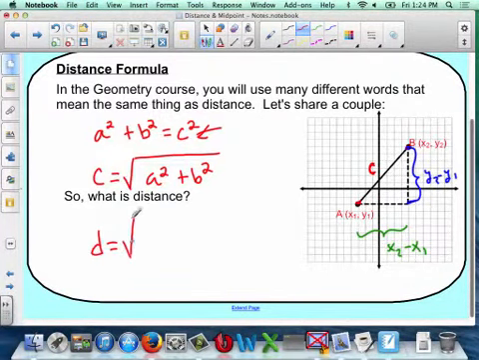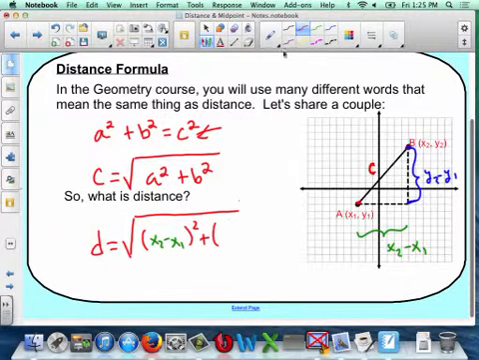D equals the square root of, well, D is used for distance, x2 minus x1 squared plus y2 minus y1 squared. Oops, I did that in red. And that's the distance formula. It really is nothing more than the Pythagorean theorem. All you gotta do is subtract your x's, square, subtract your y's, and square them, and we're done.